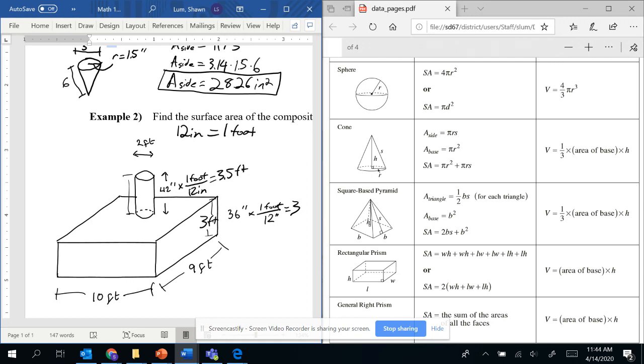Okay. So now what we're going to do is find the surface area of this rectangular prism, which is this one right here. And we have this big long formula. It says width times height, plus width times height, plus length times width, plus length times width, plus length times height, plus length times height. In other words, you're just finding the surface area of all these panels right here and then adding them all up. And that's what you're essentially doing.